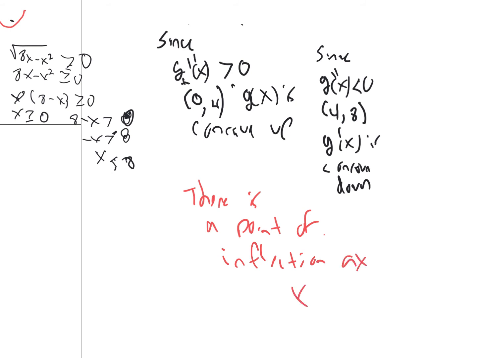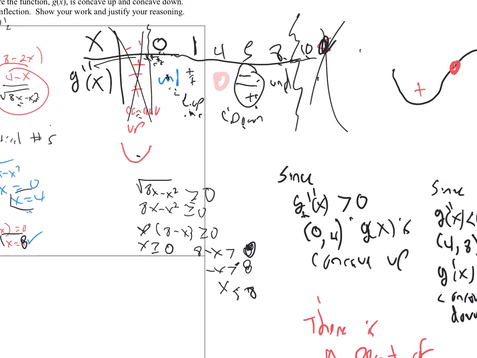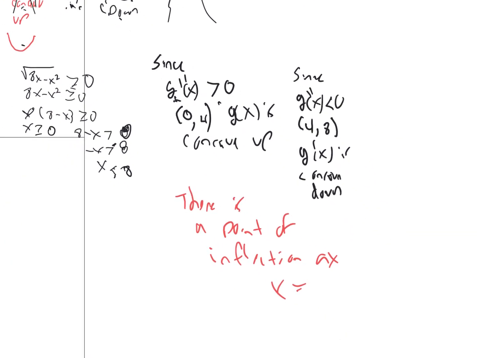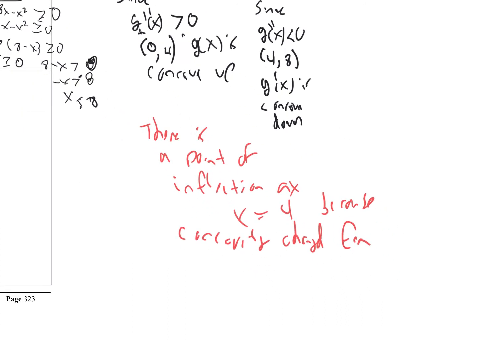at x equals, now that's going to be the hard part. What is x equal to? Where did that happen at? It happened right here, 4. It happened at that critical number. It's a critical number where the concavity changed. So at x equals 4 because concavity changed from concave up to concave down.